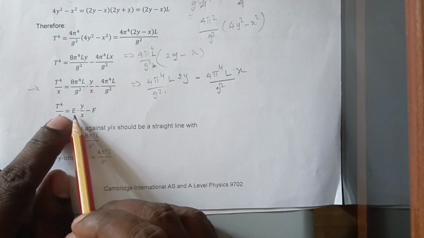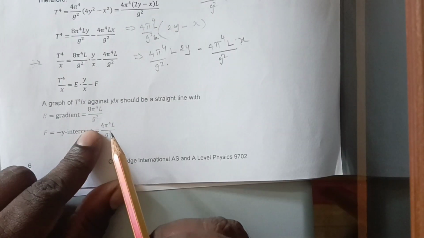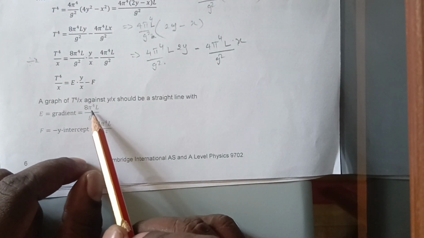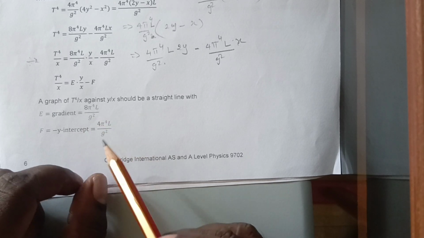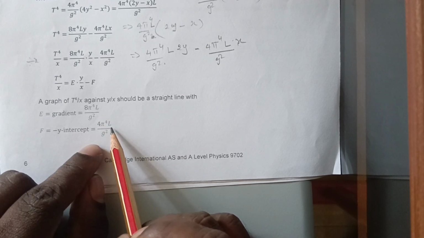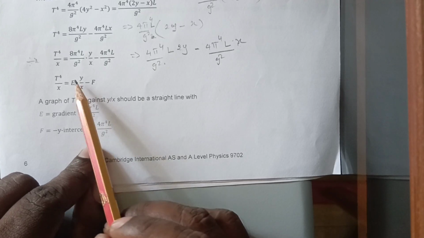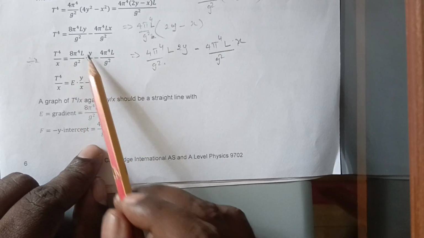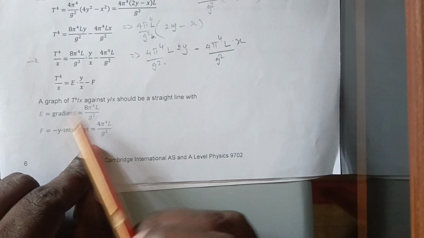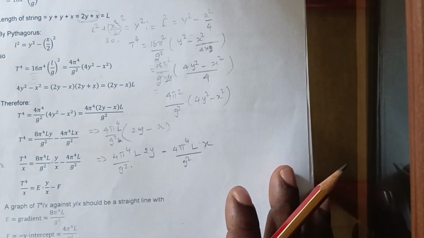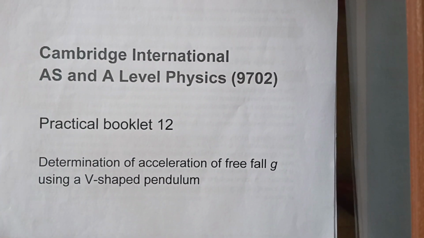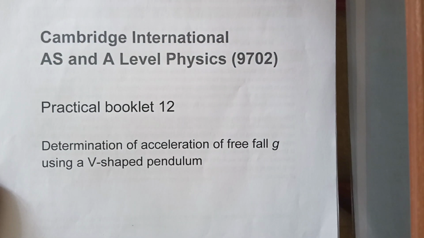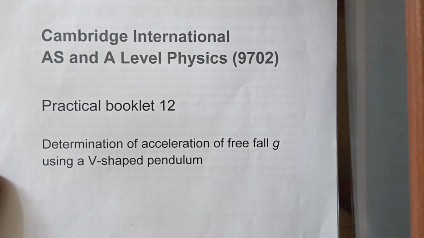So you see here T⁴ by x equals E times y by x, plus F. E means E equals 8π⁴ L by g², and F equals 4π⁴ L by g². Instead of this value you substitute here E y by x, and instead of this one we write F. In this way you do this experiment. The values from the readings you have taken, you substitute here. So I hope I tried to explain you.